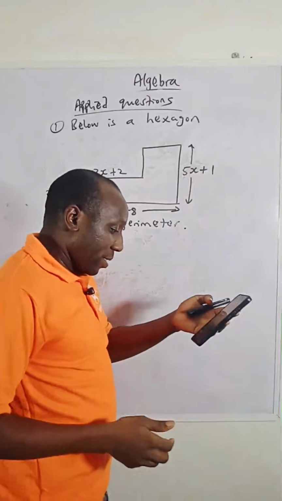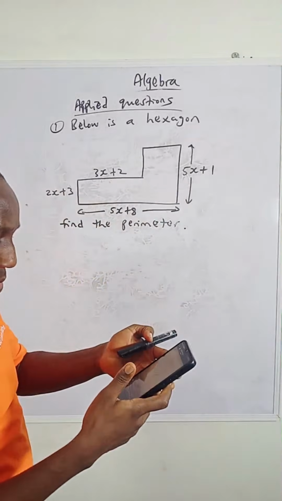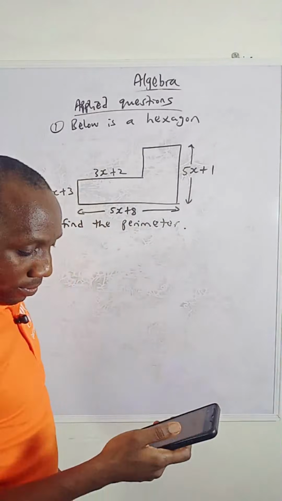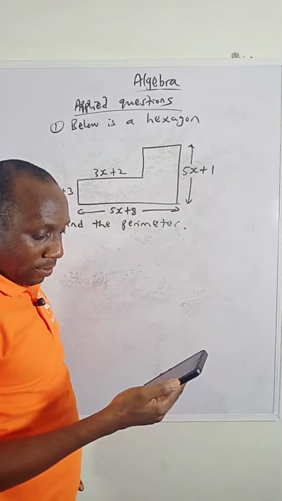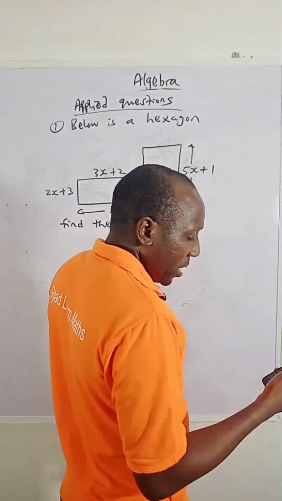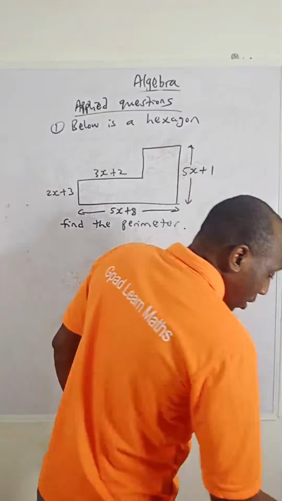It remains the same as it was a rectangle. Okay, is anybody doing it? Is anybody doing it? Or should I just go ahead and do it?